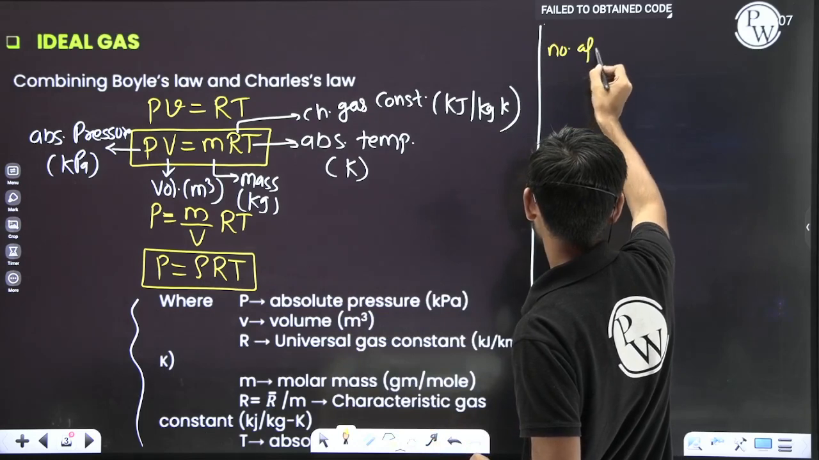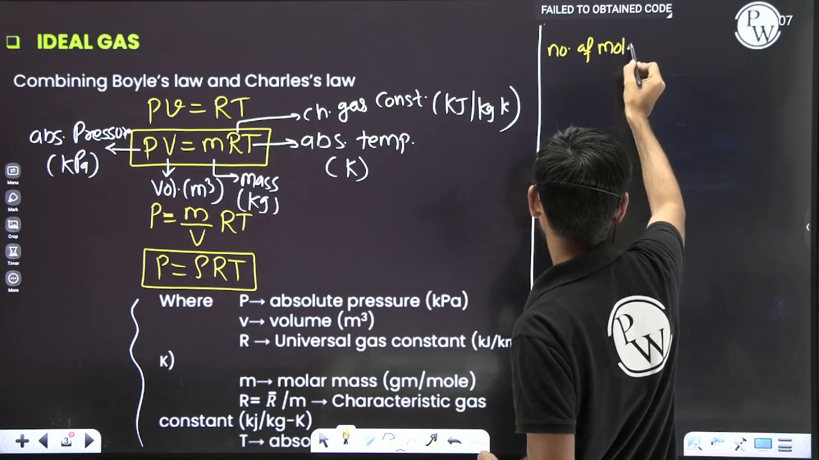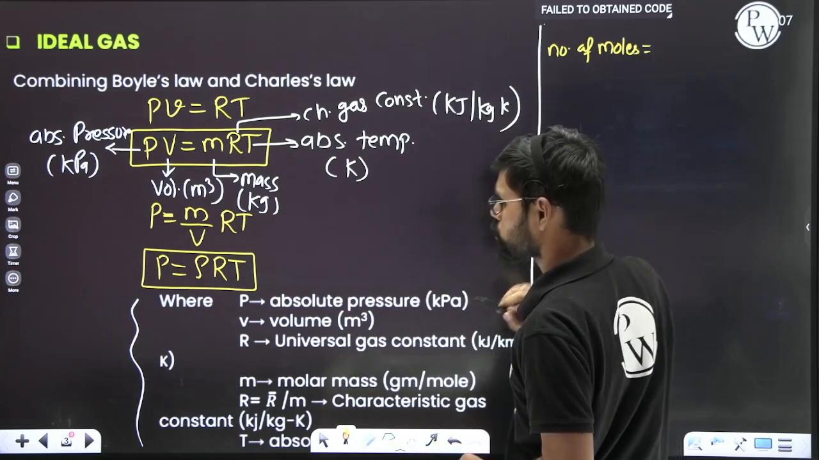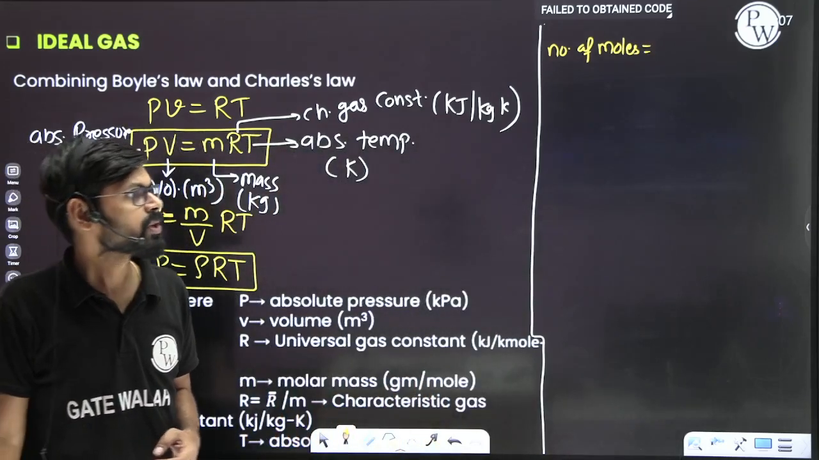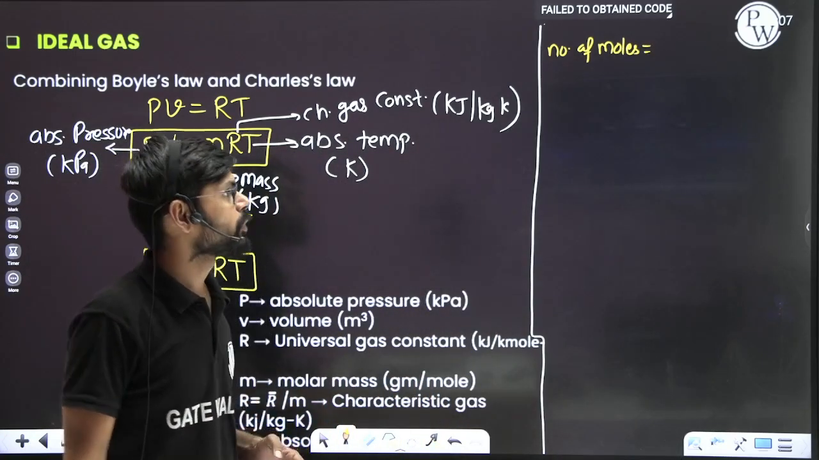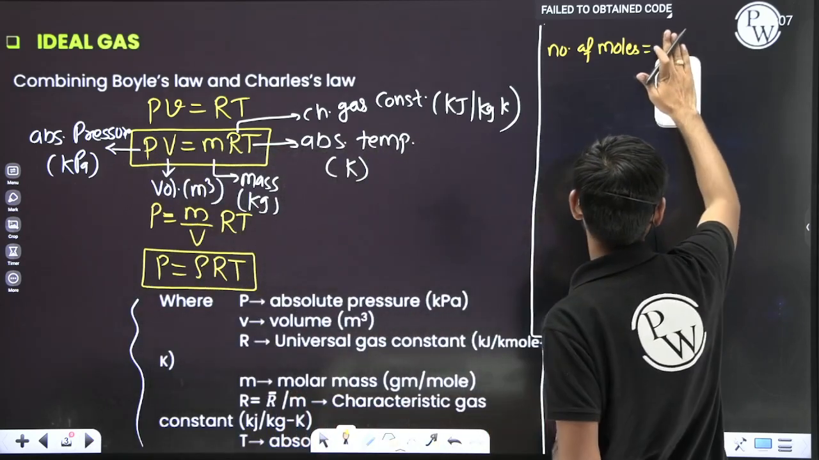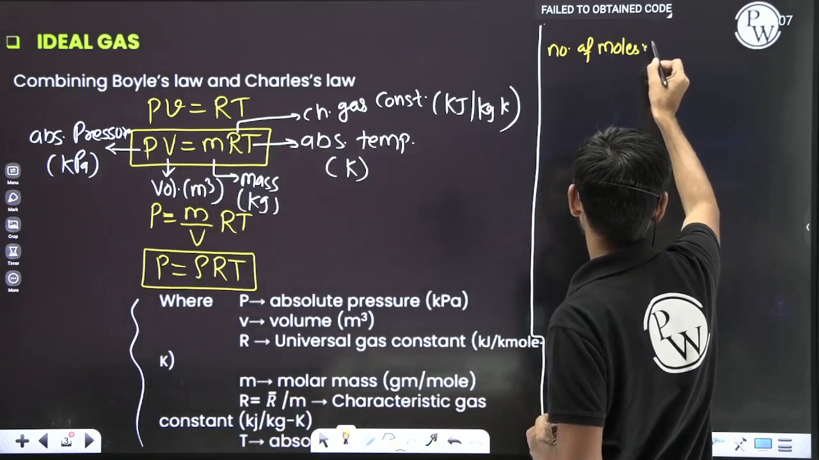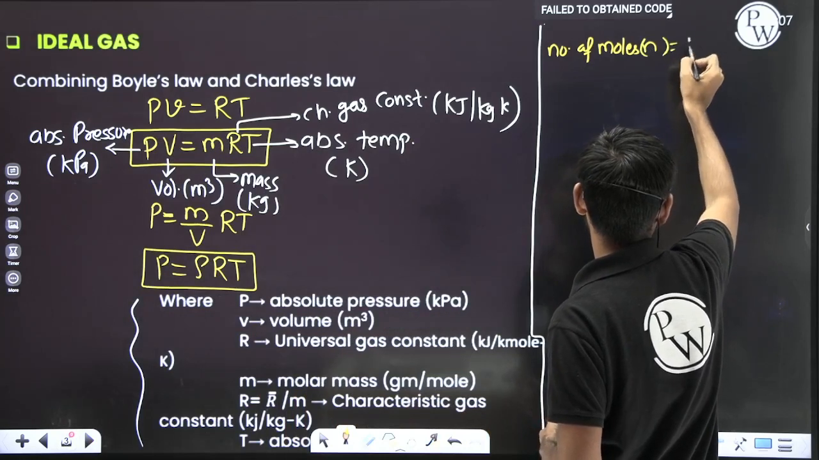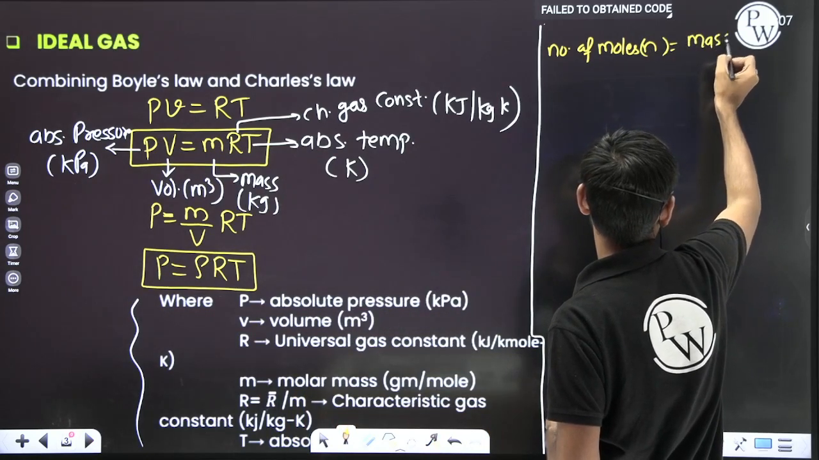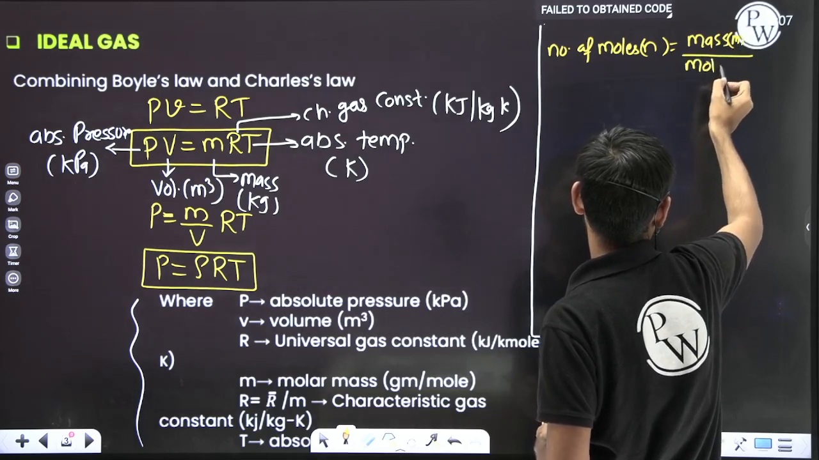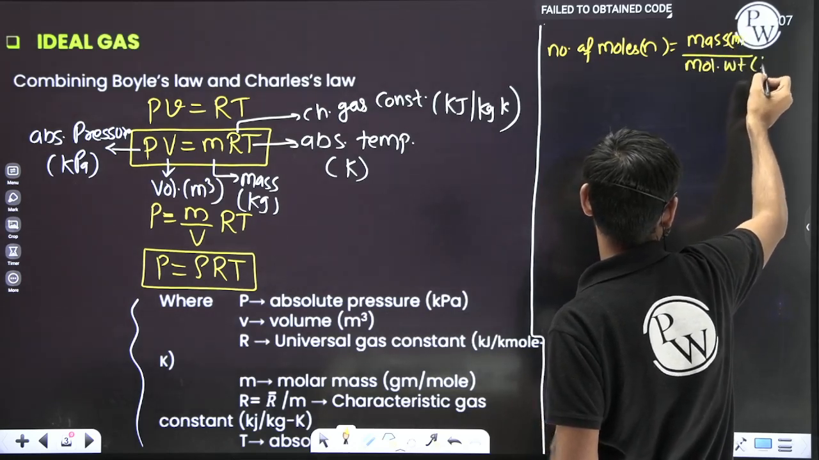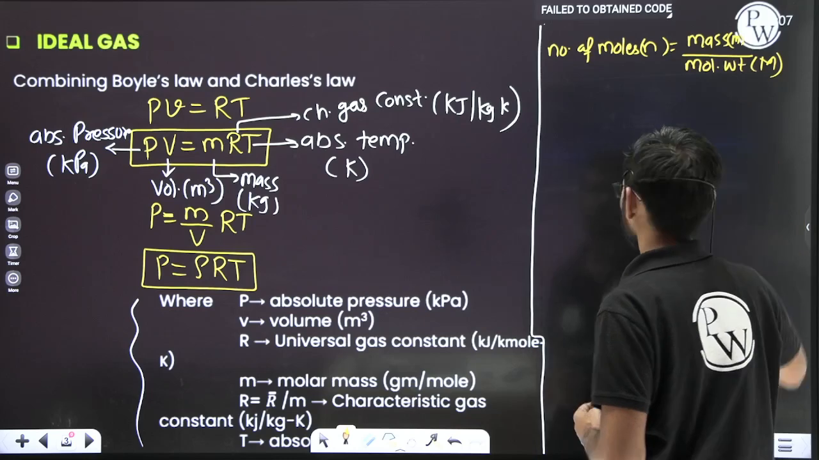Number of moles. As we all know, mole is also a fundamental unit, right? Quantity of a substance. So number of moles is basically what? Number of moles, small n, is defined as the mass, small m, divided by molecular weight, that is capital M.